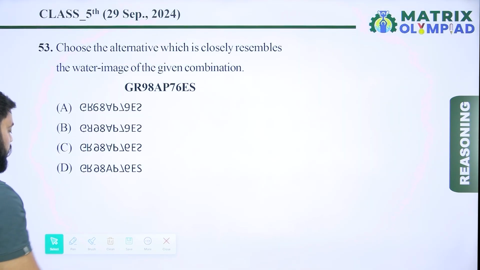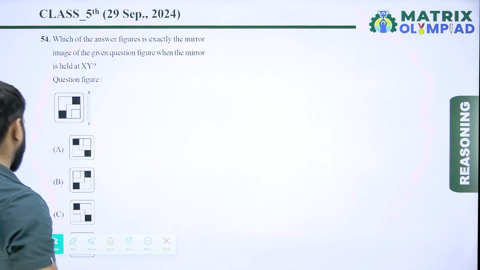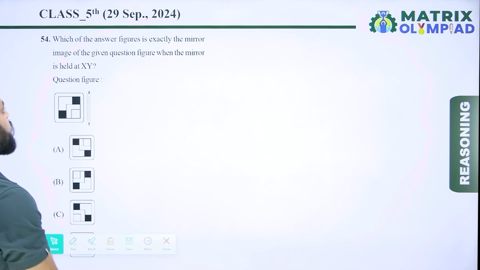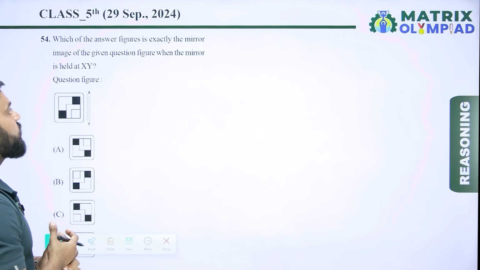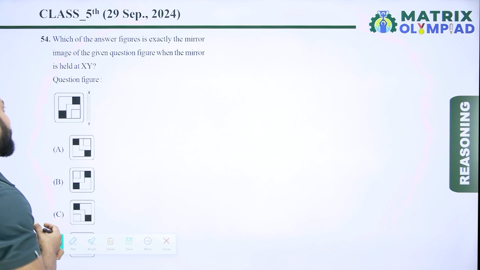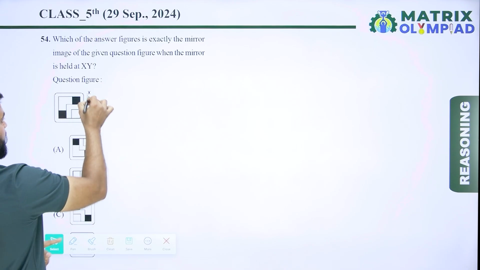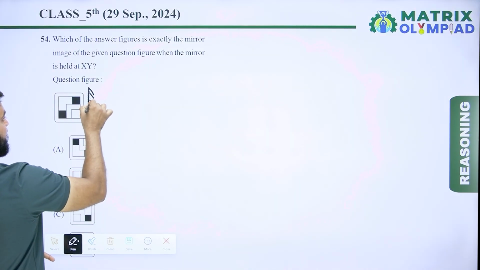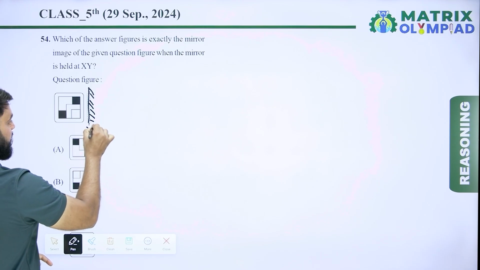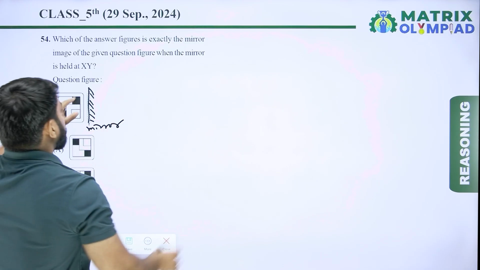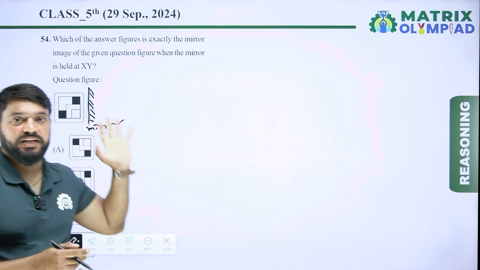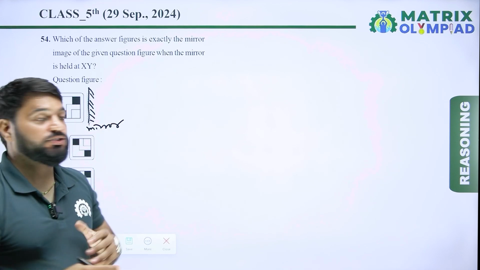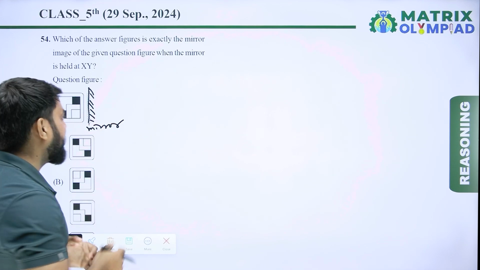Now let's move on to the next question. So now the next question is question number 54. Which of the answer figures is exactly the mirror image of the given question figure when the mirror is held at XY? So XY is the mirror. So it means here is the mirror. In mirror image questions, the part of an object which is near to the mirror will remain near to the mirror in the mirror image.